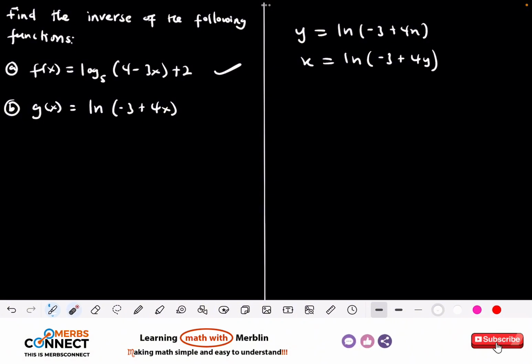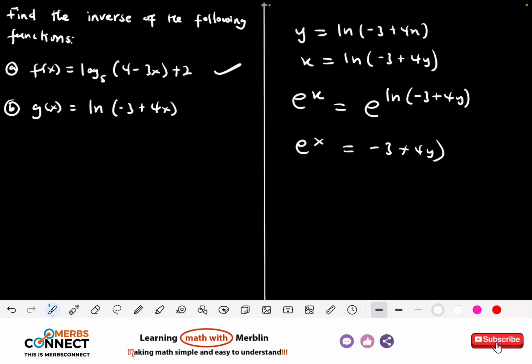Good. Now remember, we solved one example in the previous video where we had e to the power of, say, a, and I said we need to take the ln. So if I see e, I take ln, and when I see ln, I take e. Is that right? It was the same thing as this one, but here, because we are dealing with ln, we need to take the e. So this is going to be e to the power x equal to e to the power ln of negative 3 plus 4y. Good.